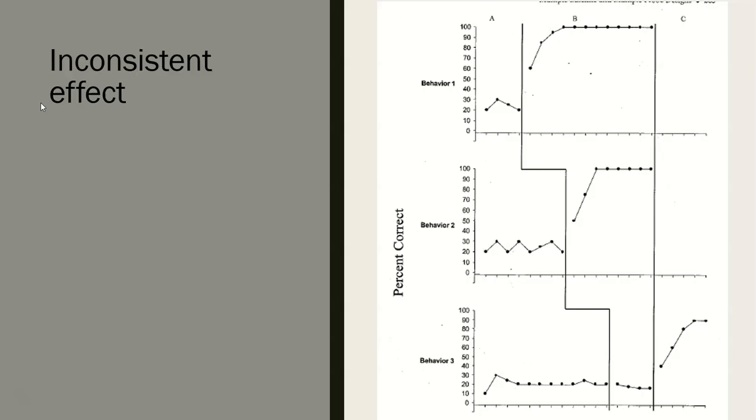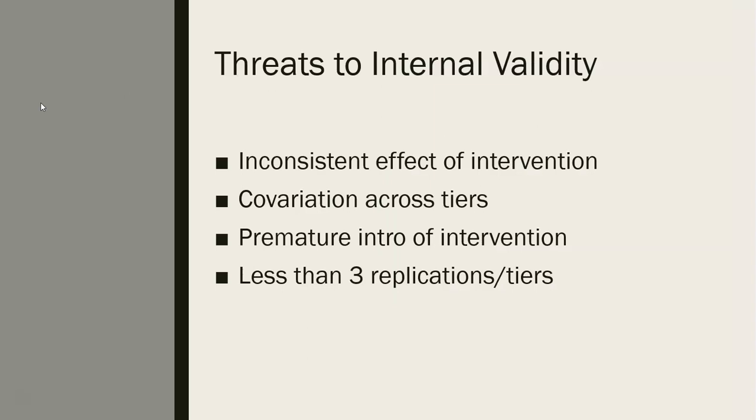Some threats that we might see to internal validity could include inconsistent effects of the intervention, meaning at each tier we're not seeing the replicated patterns of behavior change. Premature introduction of the intervention. Remember, before you begin the study, you would have to pre-establish a mastery criteria before changing to the next tier. And with attrition, or only 2 or 1 replications or tiers, that would be a threat to internal validity.